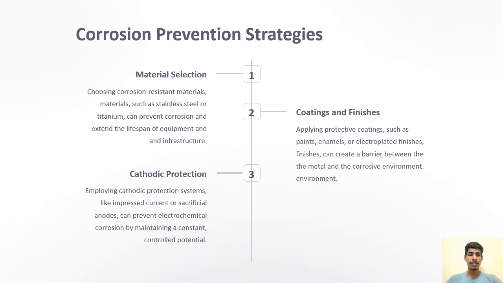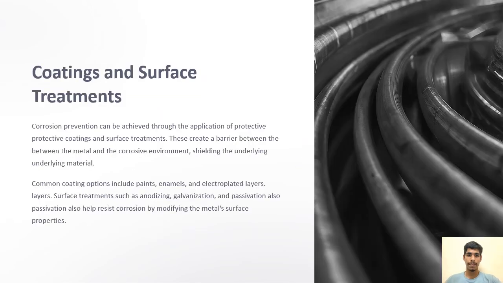Employing cathodic protection systems like impressed current or sacrificial anodes to control electrochemical corrosion by maintaining a constant control on potential. Then next, coating and surface treatments. The major point which covers preventing corrosion is coating and surface treatments. What can we treat on the surface of the metal? Corrosion prevention can be achieved through the application of a protective coating and surface treatment.